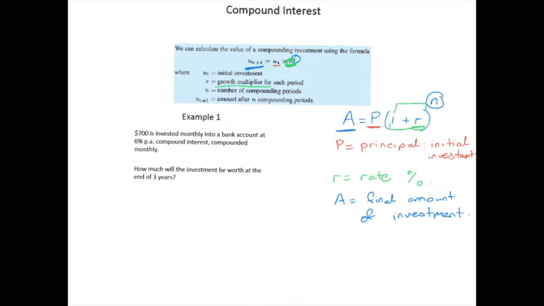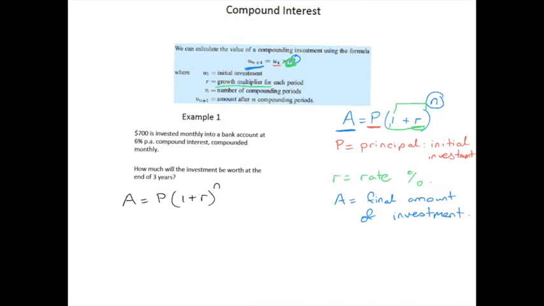$700 is invested monthly into a bank account at 6% per annum compounded interest, compounded monthly. Now, those words, compound interest, tell us it's compound interest. And compounded monthly means sometimes it's not always yearly, so we increase it by, say, 5% every month. That makes a difference. That changes our n. First, we're going to use the compound interest formula that we've learned previously: A equals P times (1 plus R) to the n.